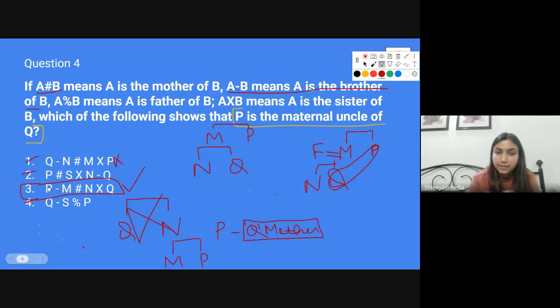Because here it says P is the brother of M, who is the mother of N, who is the sister of Q. So N and Q are siblings, M's son and daughter, and M's brother is P. So P would be the maternal uncle of Q. Okay, is this clear? I think Muskan asked. Muskan, is it clear?